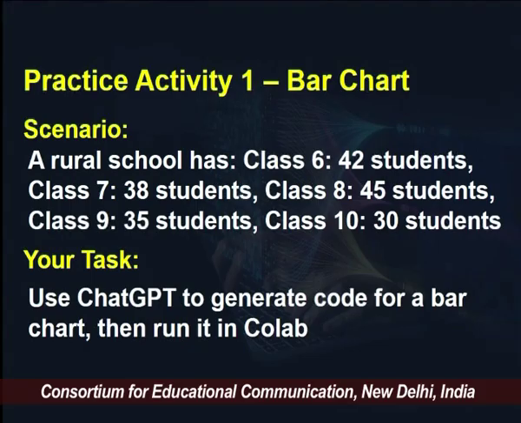Now the scenario is something like this. A rural school has a certain number of students. In class 6 it has 42 students, in class 7 it has 38, in class 8 it has 45 students, in class 9 35, in class 10 only 30 students. Your task is to use ChatGPT to generate code for a bar chart and then run it in Colab.